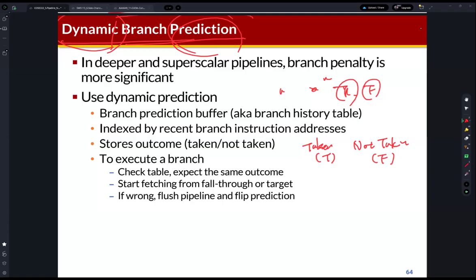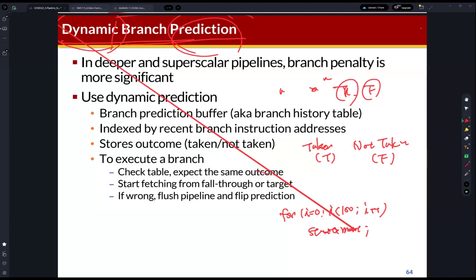Then how can you predict the result of a branch instruction? Think about this: for (i = 0; i < 100; i++) { some statement here }.